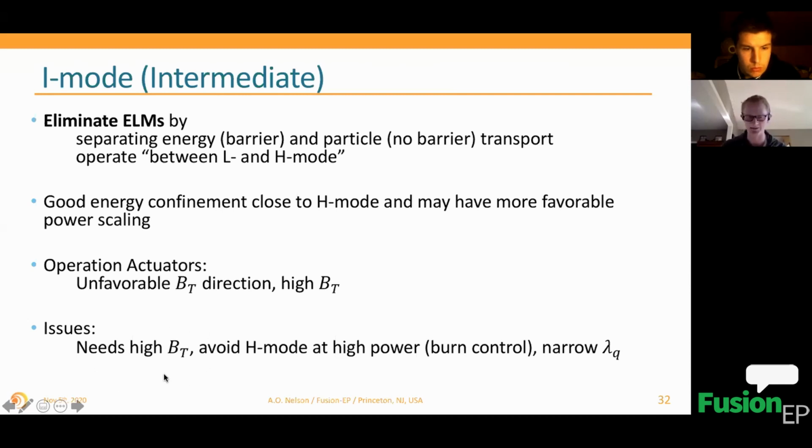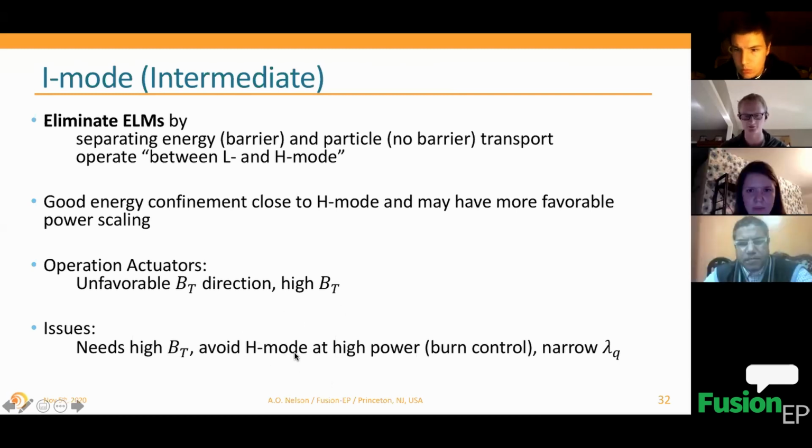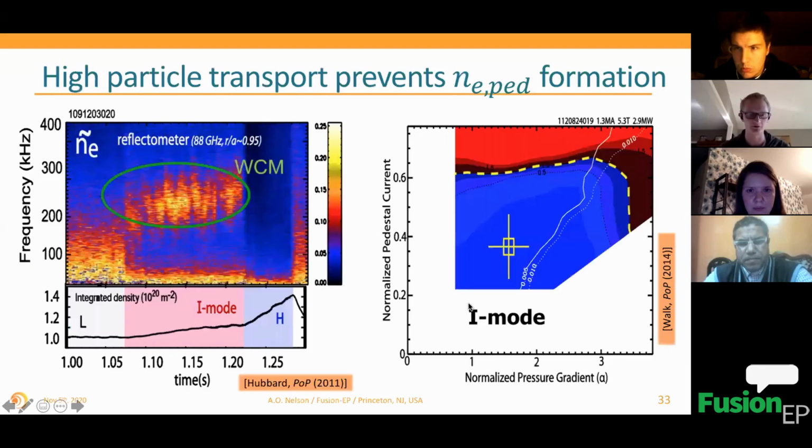Issues are you really need that high BT to get there, and you also have to control your plasma so much that it doesn't increase the confinement and actually reach the H mode. Because if you have too good of an I mode, it turns into an H mode, and then you start hurting your plasma walls. So what does I mode look like?